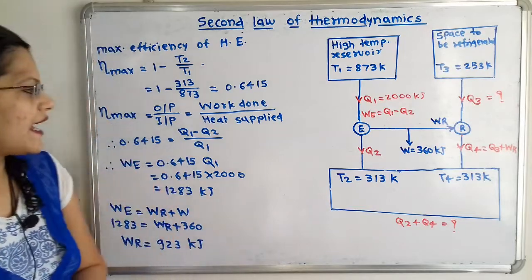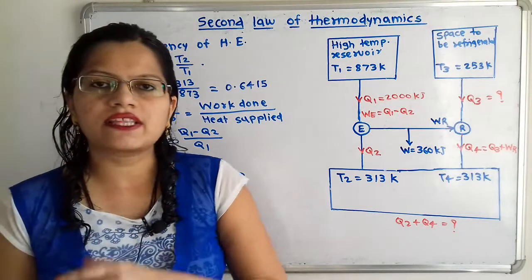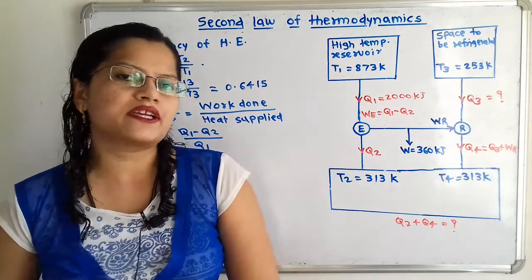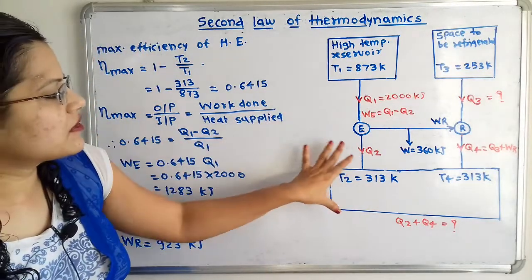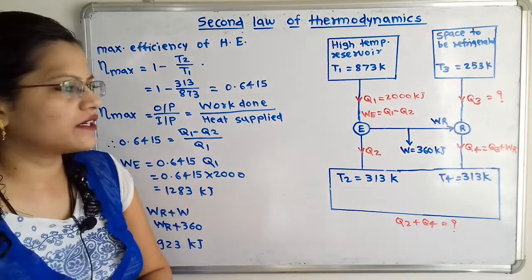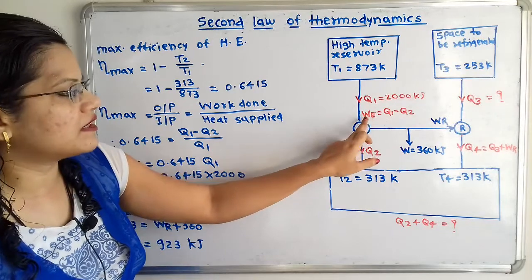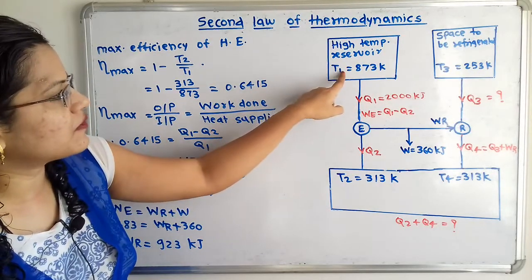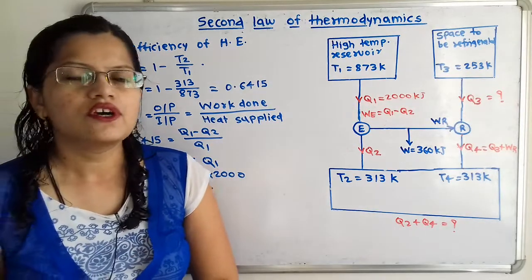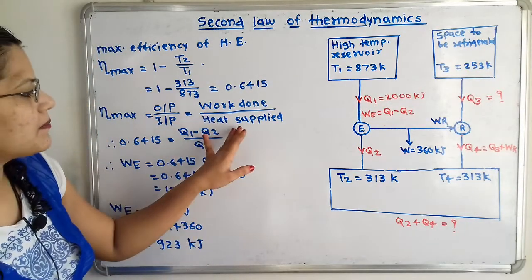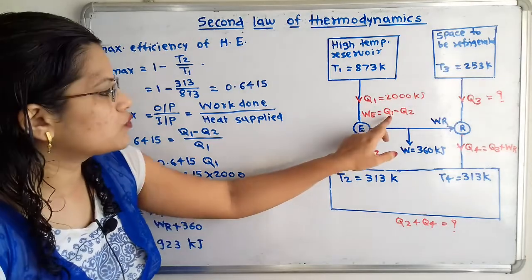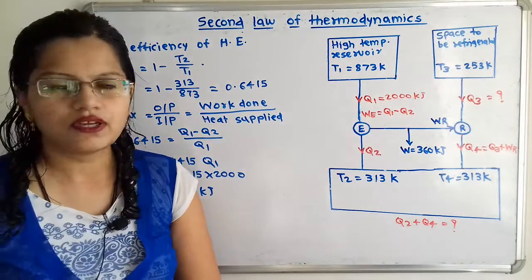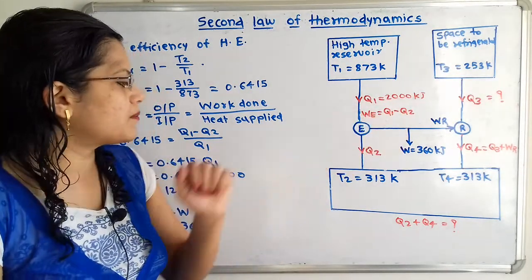But we also know that the maximum efficiency is the ratio of output by input. If we observe this heat engine, what is the output here? The output is work done, WE. And what is the input? The input is the heat transfer from T1, that is Q1. So the work done by heat supplied is Q1 minus Q2 by Q1, and Q1 minus Q2 is WE.